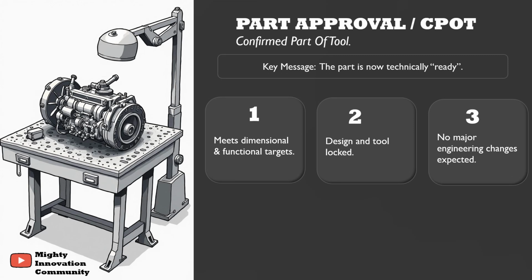Once the part meets all the key requirements, it is approved. Different companies call it differently. Some call it part approval, some call it tool OK or CPOT, which is confirmed part off tool. The name doesn't matter. What matters is the intent. This milestone means the design is locked, the tool is locked, and no major changes are expected from here.